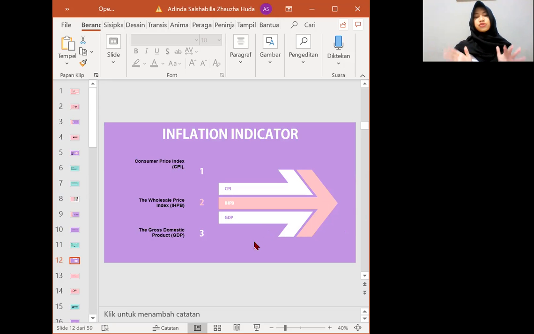And the last is the gross domestic product or GDP. The GDP deflator is an indicator that describes the measurement of the level of prices for final goods and services produced in an economic country. The GDP deflator is generated by dividing GDP at nominal prices by GDP at constant prices.